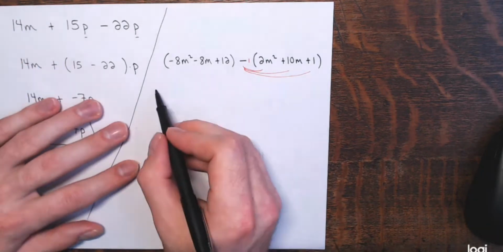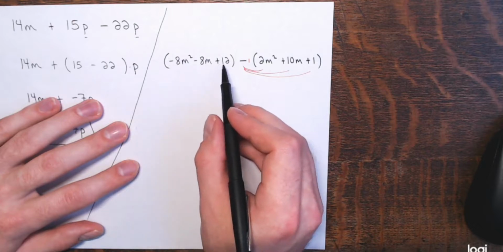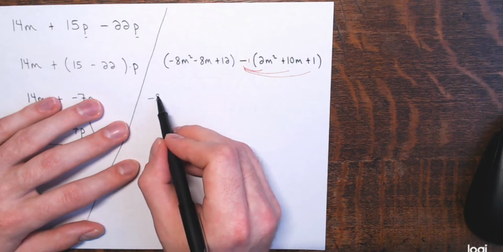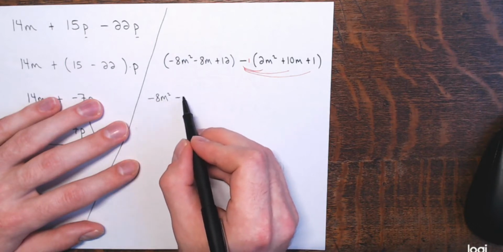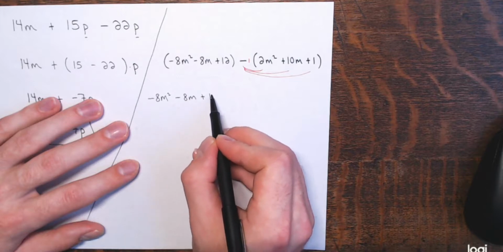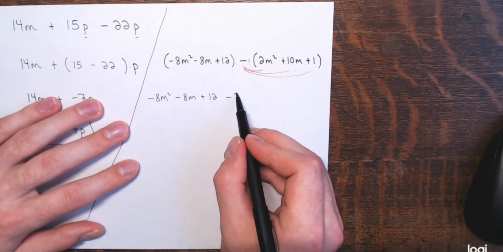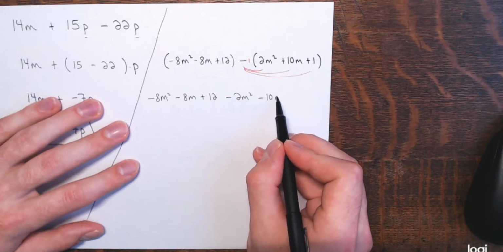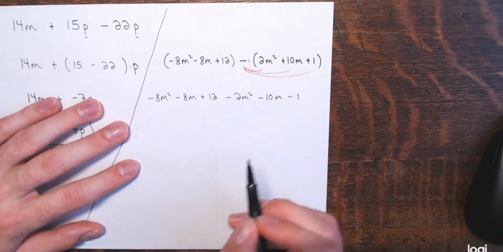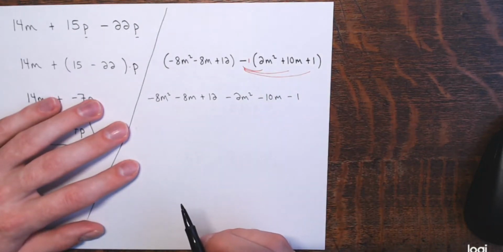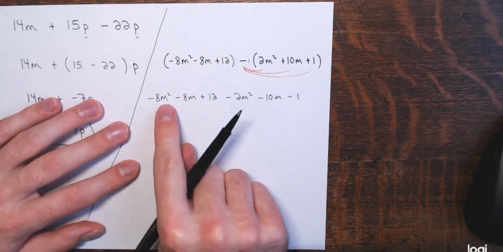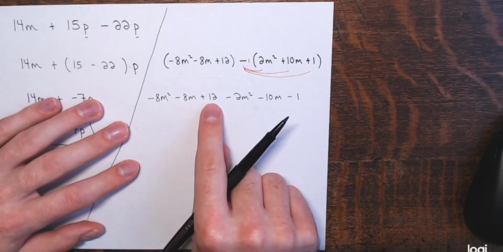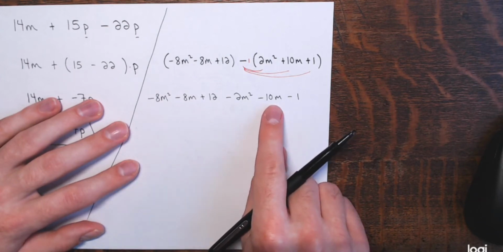So what I have is, now you don't need parentheses around this first expression because there's nothing times it, right? Or it's not being raised to any powers. So I can get rid of the parentheses in that first polynomial, -8m squared minus 8m plus 12, and then minus 2m squared minus 10m, and then minus 1. Right? We're subtracting every single term from that second polynomial. And now I have a polynomial with 6 terms: -8m squared, -8m, positive 12, -2m squared, -10m, and -1.